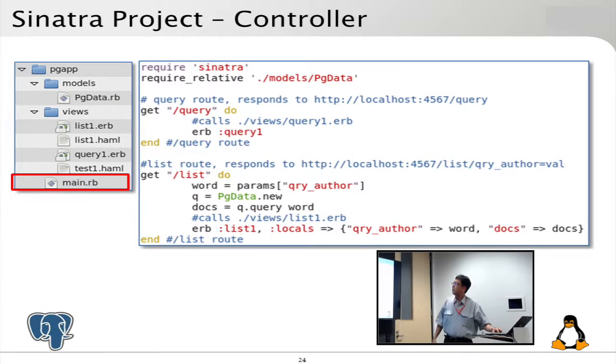So this is how it looks. You've got a controller, basically just a function that takes care of a URL. In this case, I am displaying a form, and then here I'm processing the form and producing a list.